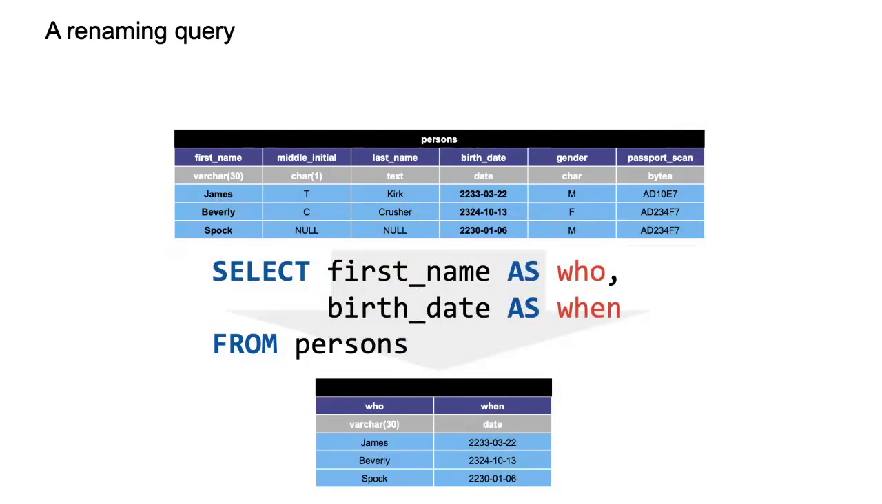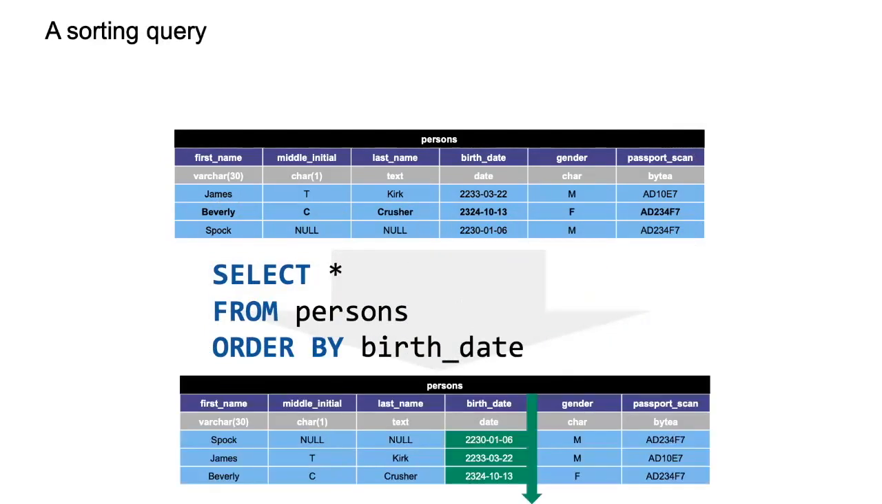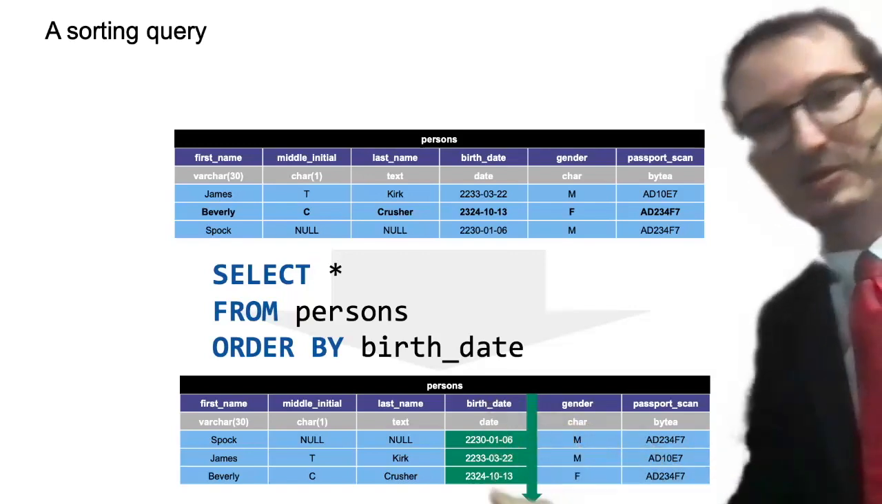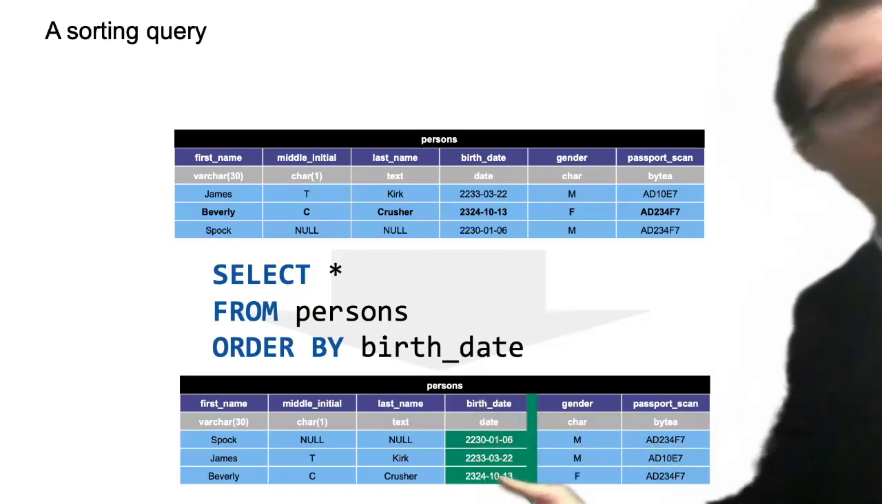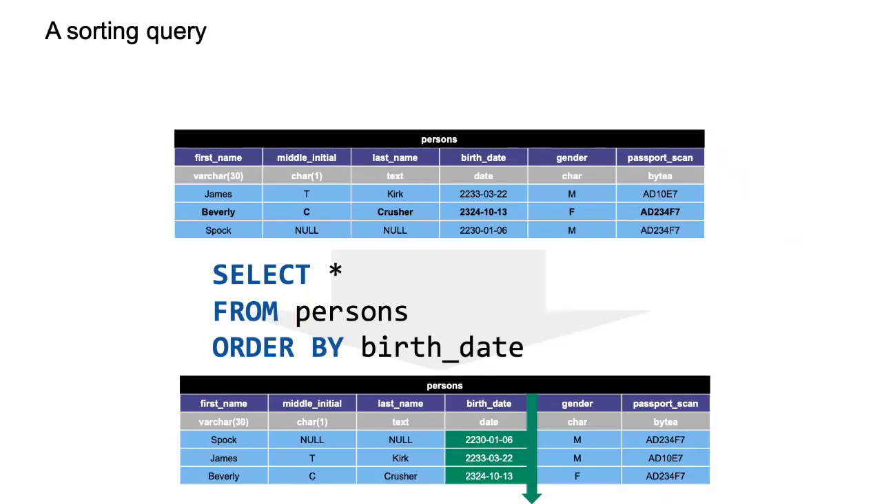Okay, so this is how we rename with as. This is how we sort with the order by clause. If we say order by birth date, that's going to now order the birth date in ascending order. So now we know 4 clauses: select, from, where, order by. Where is optional, order by is optional, right? But they have to be in this order: select, from, where, order by.